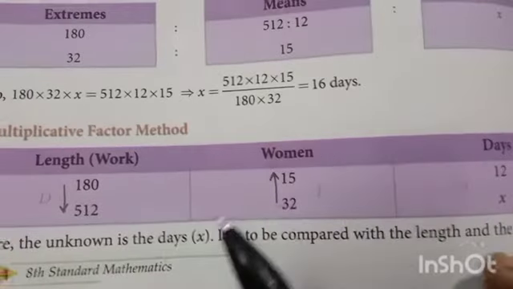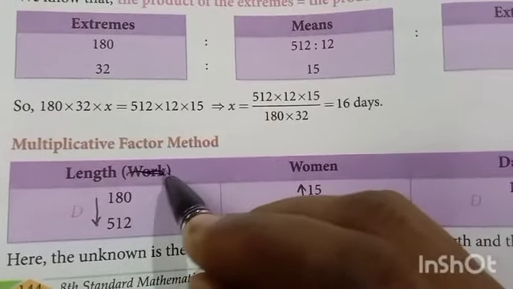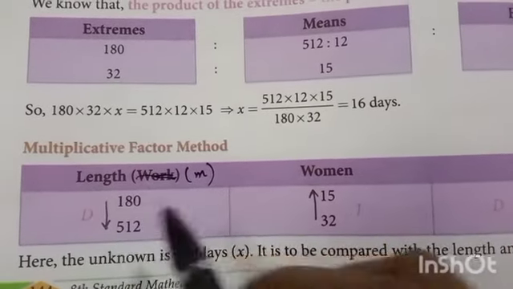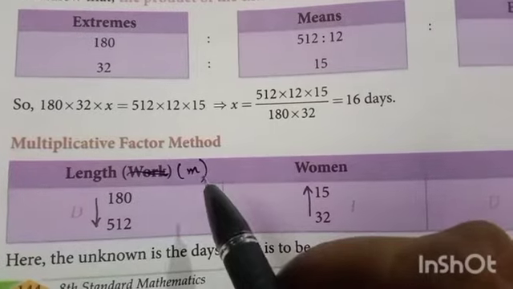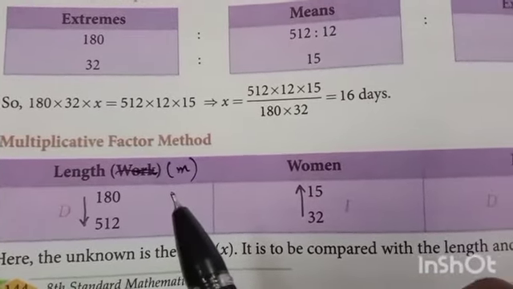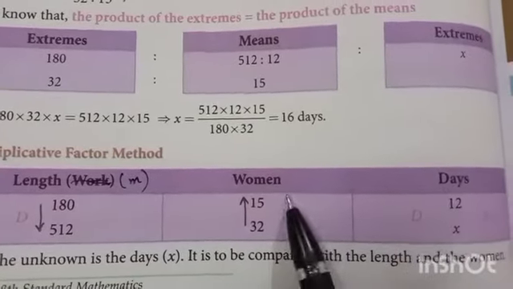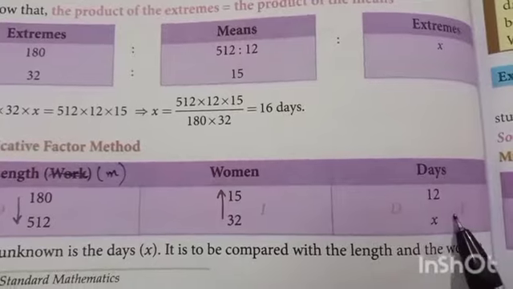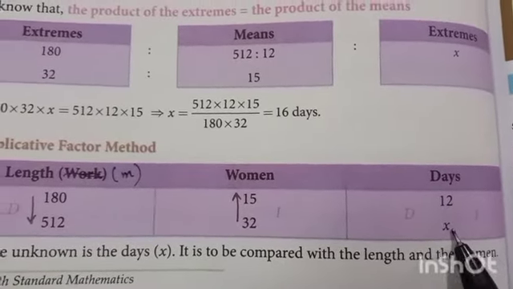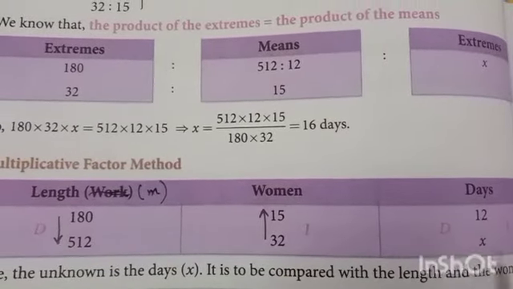Okay students, the length you have to use in meter. The unit is given as meter. First you rewrite the given question in tabular form. Now you have to compare this length and women with the unknown column. Unknown column in the sense that we want to find the number of days. First you have to compare these two: length and number of days.